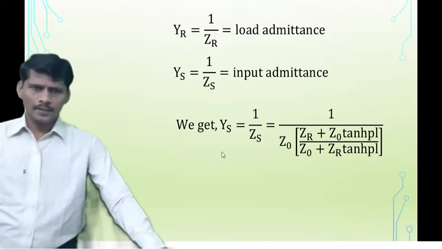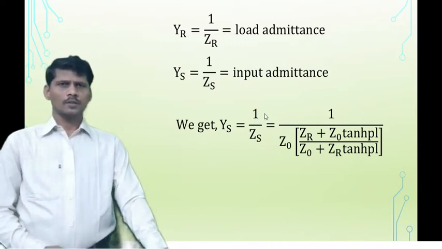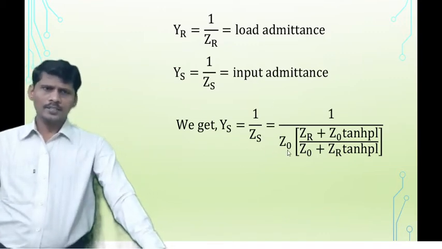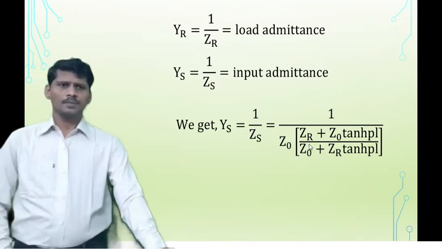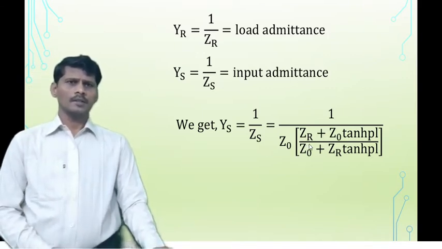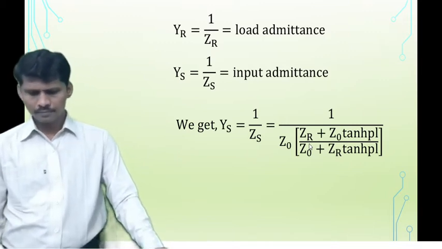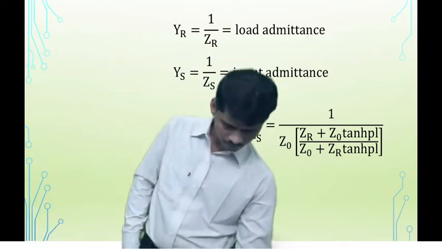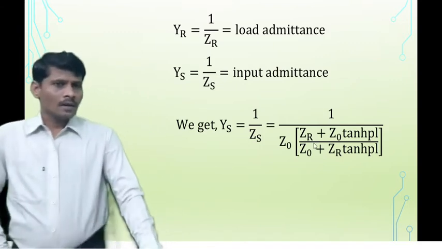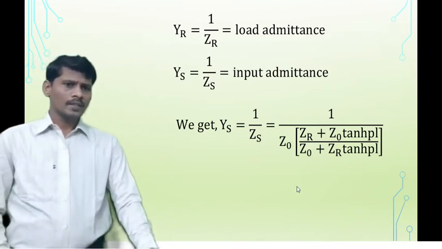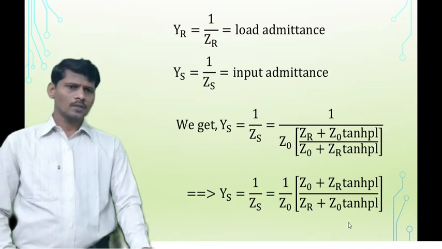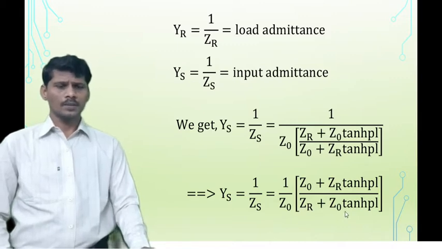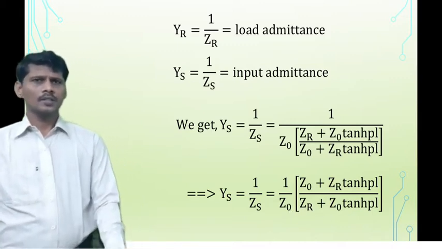Therefore, we get Ys = 1/Zs, where Zs is Z0 (Zr + jZ0 tanβl)/(Z0 + jZr tanβl). The denominator term comes to the numerator. We get the input admittance Ys = (1/Z0) (Z0 + jZr tanβl)/(Zr + jZ0 tanβl). 1/Z0 is the characteristic admittance Y0.